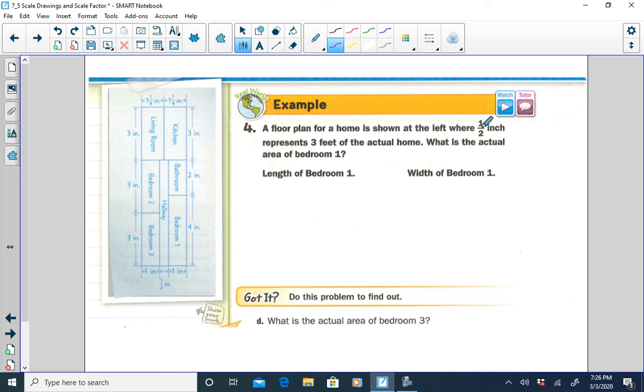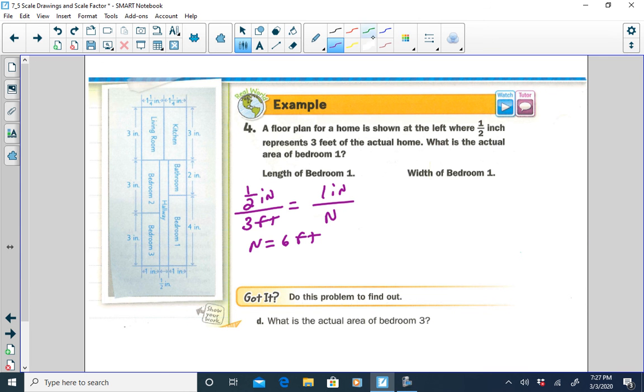I start with my scale. My scale is going to be 1/2 inch is 3 feet. That's my scale. Now, let's find the length first. The length of bedroom 1 is going to be 1 inch. So we're going to have 1 inch, that's going to be n. We cross multiply and divide. We wind up with n is 6 feet.